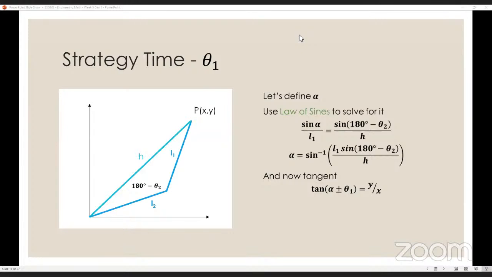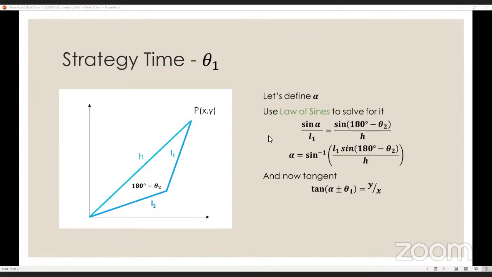But we found the endpoint, right? And that's what we wanted to do. We found this endpoint 17.07 and negative 7.07, right? What about theta 1, right? If we wanted to find theta 1, well, we can use law of sines. Okay. So how's that going to work?